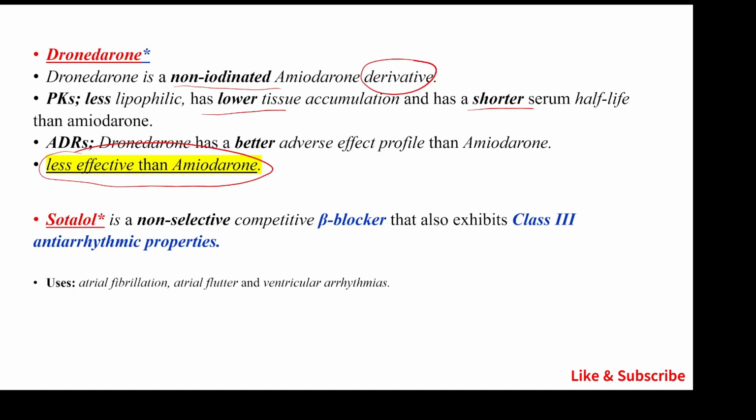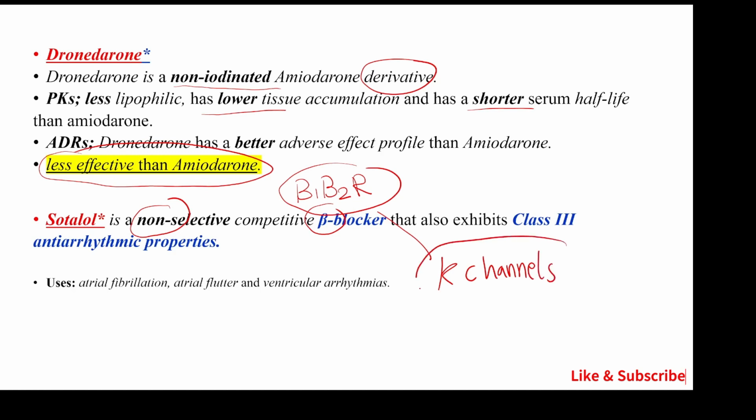Okay, moving to the third one, we have sotalol. Sotalol is a non-selective beta blocker. That means sotalol blocks beta 1 and beta 2 receptors, in addition to blocking potassium channels. So the question here: which of the following beta blockers belongs to class 3 antiarrhythmics? Sotalol. Please remember that. This medication is used for atrial fibrillation, atrial flutter, and ventricular arrhythmias.